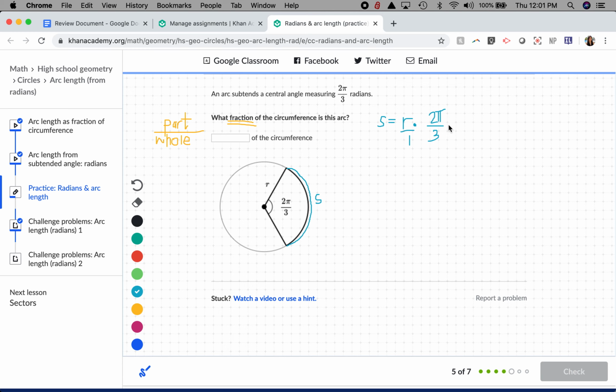R times 2 pi is going to be 2 pi r. And in the denominator, 1 times 3 is going to be 3. That means that the arc length S is simply 2 pi r over 3.